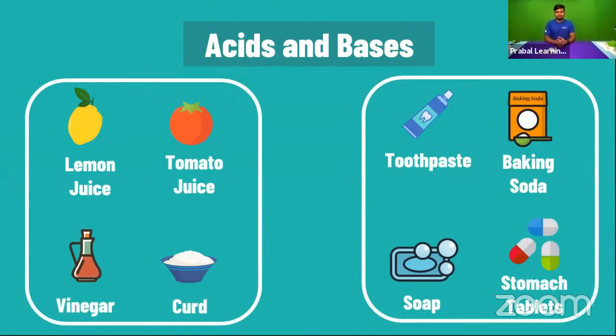We are going to first look at common examples of acids and bases. Lemon juice, tomato juice, vinegar, and curd are a few examples of acids that we use in everyday life. And other examples of bases are toothpaste, baking soda, soap, and stomach tablets or antacid tablets.